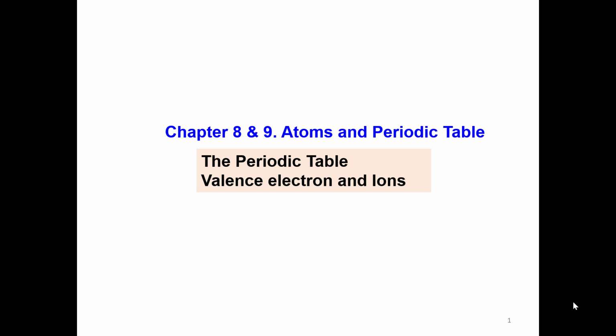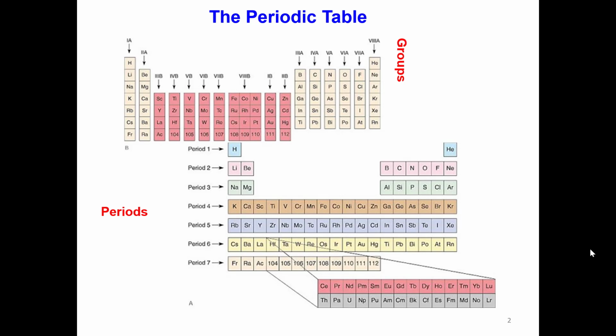In this lecture, we are going to discuss some sections of Chapter 8 and some sections of Chapter 9. We will study some aspects of the periodic table, the valence electrons, and ions. In the periodic table, we can identify groups and periods. The groups correspond to the columns in the periodic table. There are two different kinds, group A and group B. In this course, we will focus on studying the A groups.